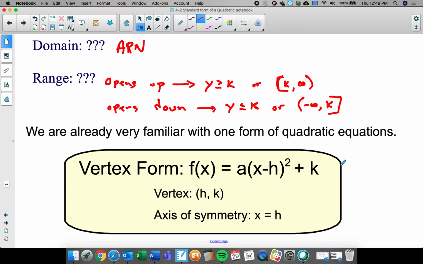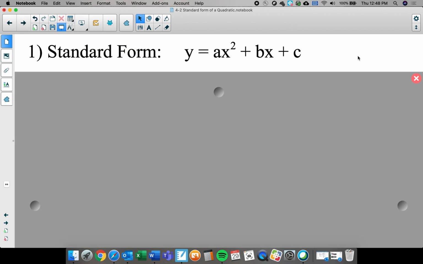And again, we are very familiar with one form. Here's the vertex form that we talked about in the last lesson. Vertex is (h, k), axis of symmetry is x equals h. All right, so if we keep going, here is what standard form looks like. It is similar to linear, where we said ax plus by equals c. We have y equals ax squared plus bx plus c, where a, b, and c will be real numbers.